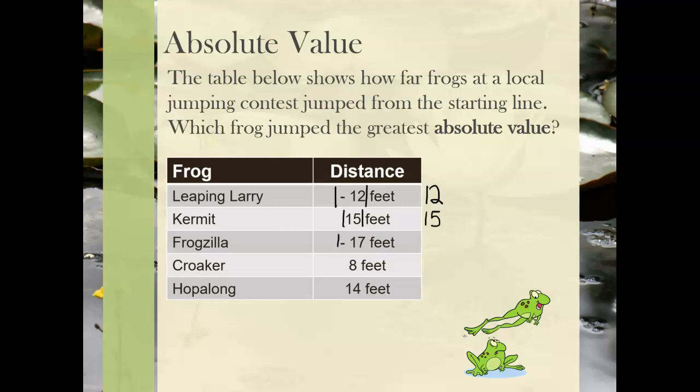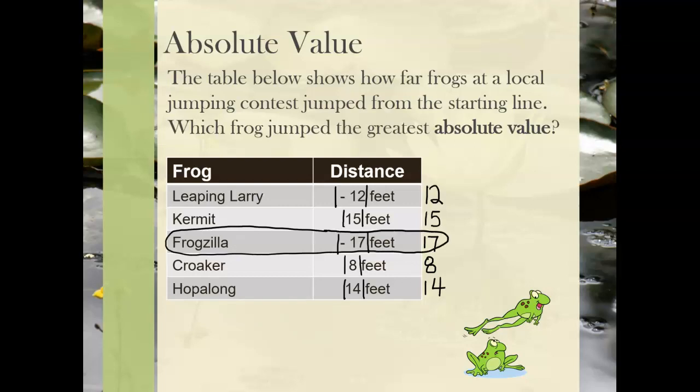Frogzilla jumped 17 feet. However, like Leaping Larry, Frogzilla went the wrong direction. The absolute value of Croaker's jump is 8 feet, and the absolute value of Hopalong's jump is 14 feet. Even though he came in last place because he went the wrong direction in the frog jumping contest, Frogzilla still jumped the greatest absolute value, or the farthest distance from the starting line.